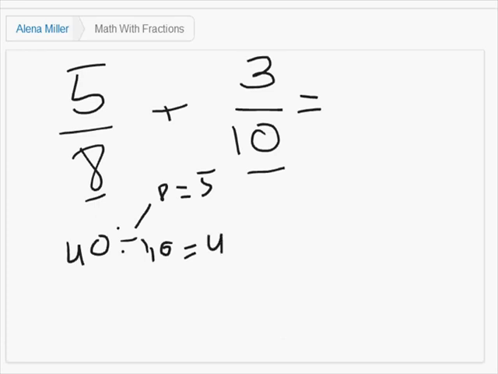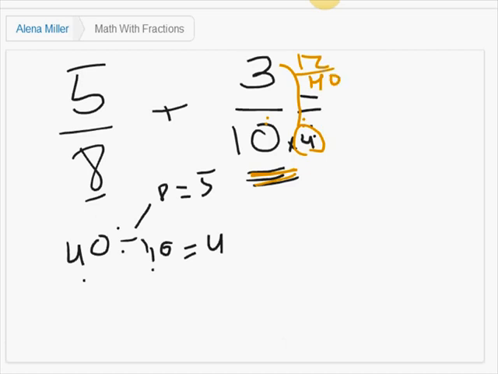Now might come another tricky part, depending on how well you handle fractions. 10 goes into 40 4 times. So you have to times it by 4. But then you always times, if you times 10 by 4, you have to times 3 by 4, which equals 12 tenths. No, 12 40ths, sorry.